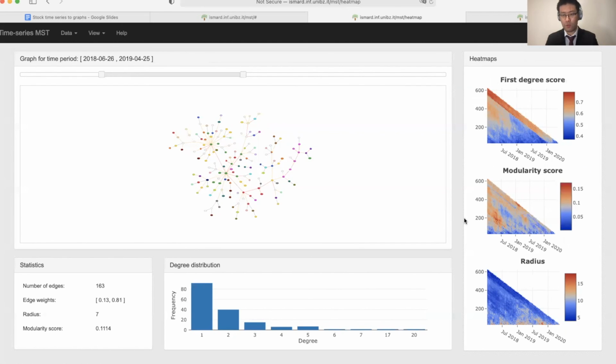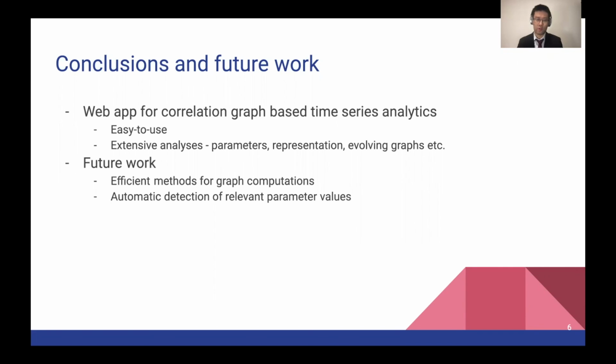Similarly, we have the modularity score and the radius value. Radius value somehow shows the same information as the first degree score. As we can also notice, this part has a stronger period that covers the market crisis. So that was the demo part.